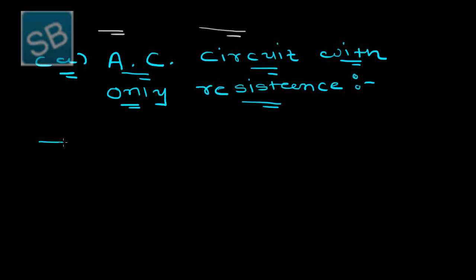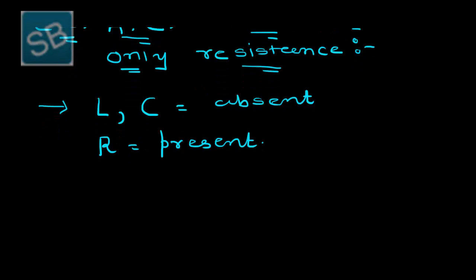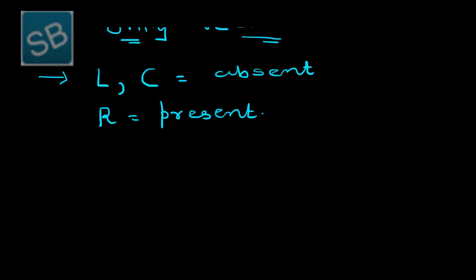Whenever you find such kind of AC circuit that is only with the resistance, in this AC circuit the inductor and capacitors are absent and only the resistance is present, and so the voltage will be applied only to this kind of circuit. Now let us see the arrangement of such an AC circuit.